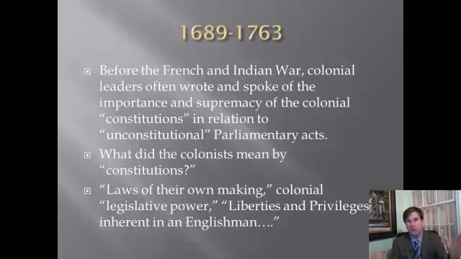They also had established a general framework for legislatures and the powers of those legislatures in relation to the royal governors. So when I say what do these colonists mean by the constitutions, what they meant was laws of their own making. Colonial legislative powers, the liberties and privileges inherent in Englishmen. These are things that they already had in British North America. Of course, they said they brought them over with them when they came here on their own hook, by the way, their own blood most of the time.